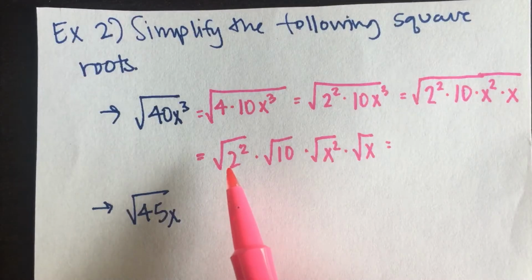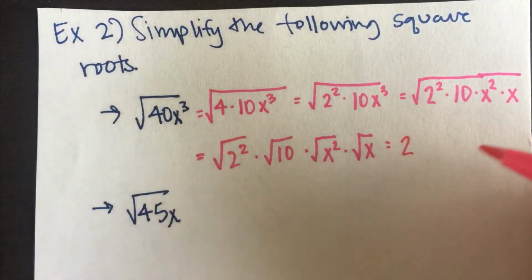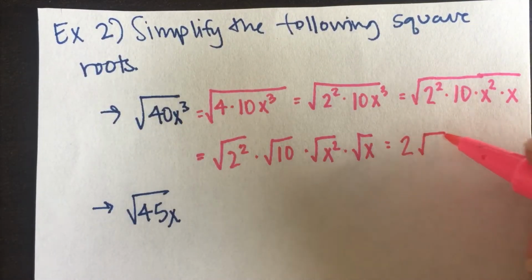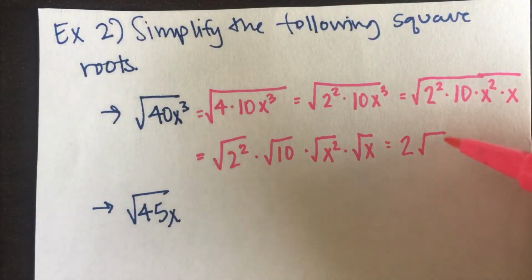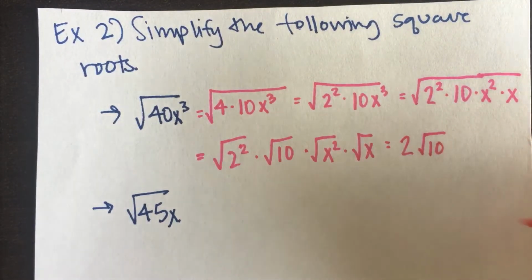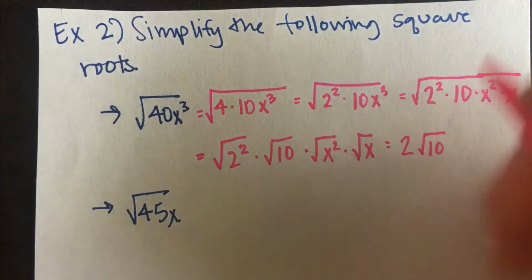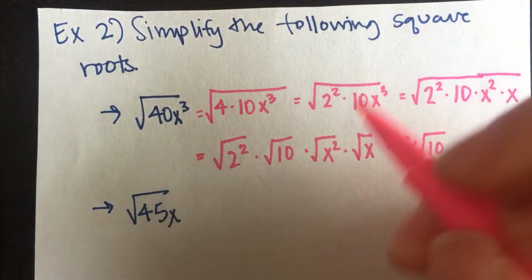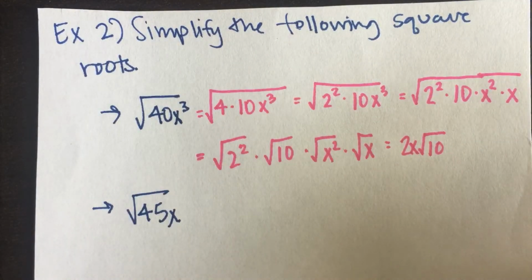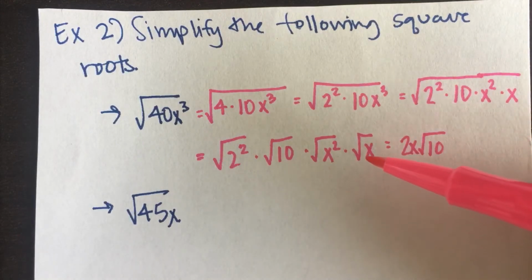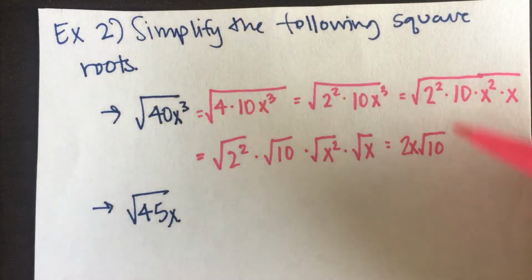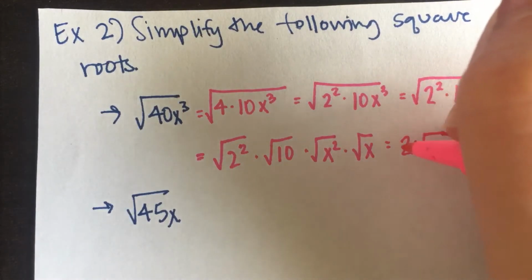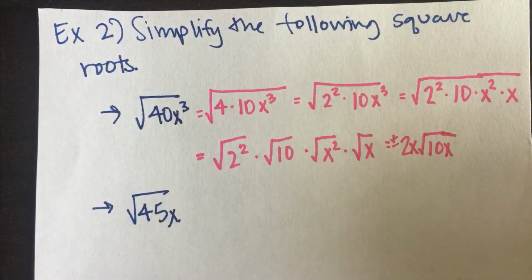And the square root of 2 squared is just 2. We have the square root of 10 still under its house, under that radicand. And if we take the square root of x squared, that leaves us with x. Remember that the square root and squared act against each other. And then this square root of x can't be taken, so it has to stay underneath the radicand. And since we're dealing with square roots, we're going to have plus or minus on the outside.